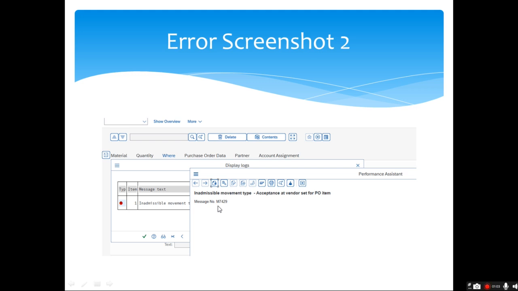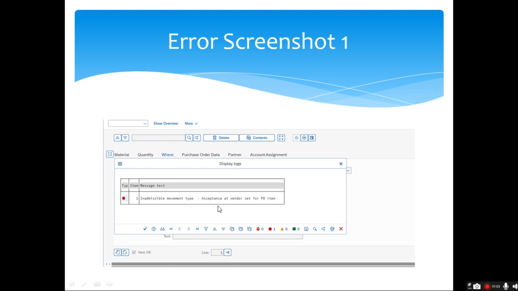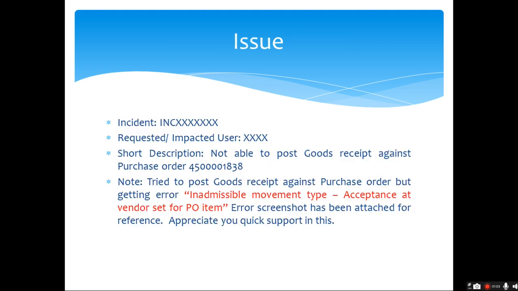message number M7429. So as per the information provided in the ticket, the user is trying to post goods receipt, meaning at the time of goods receipt he is facing the error, and he is trying to perform goods receipt against this purchase order 454x01838. Now what we'll do, we'll open this as a support consultant.